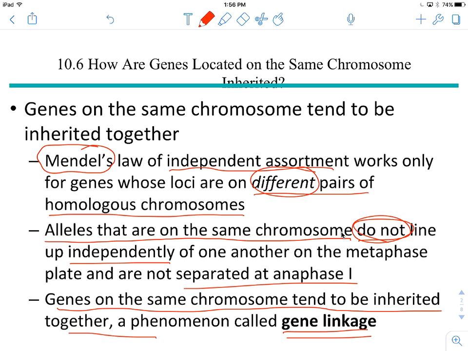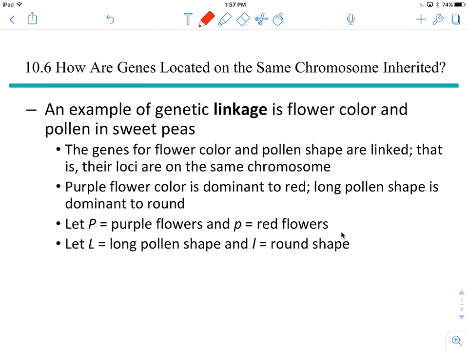After Mendel came up with all these laws, and again, he was pretty lucky, because everything behaved according to Mendelian genetics, because he was always looking at genes that were not linked. But it turns out genes are linked.